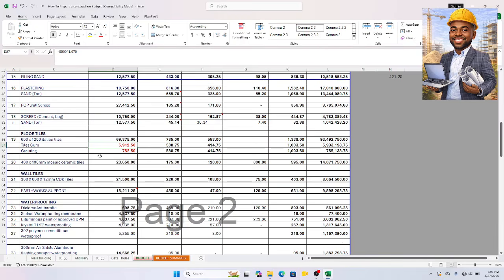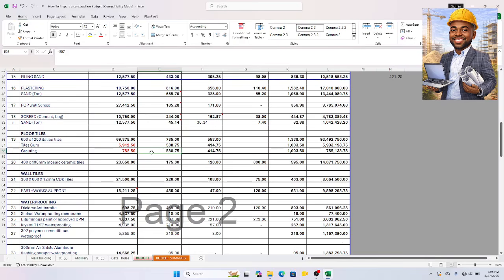For every tile, you need 0.75 kg of tile gum, right? Per square meter, 0.75 kg per square meter. This is according to what is executed on site. Take note, this is what is executed on site. Tile gum at 0.75 for each square meter. 0.75 times this gives me the tile gum I am going to buy. This is the total.